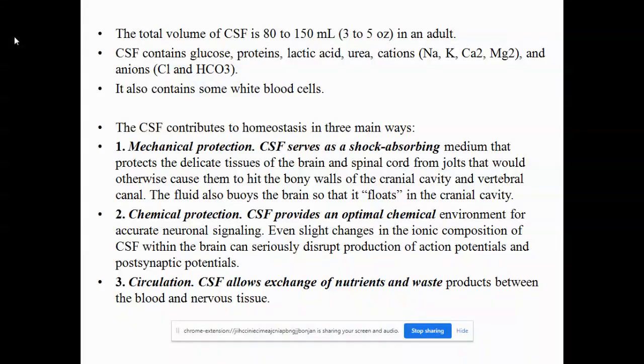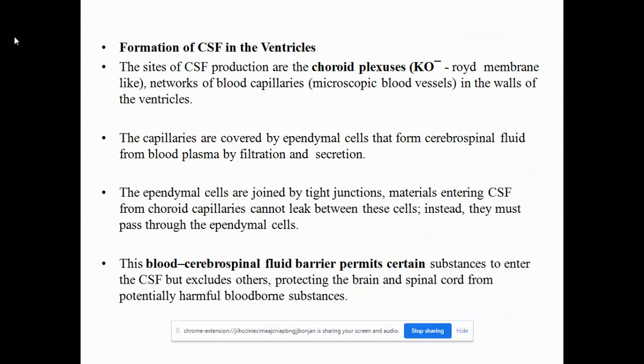So it is very, very important for propagation. The third one is circulation. As I told you, CSF allows the exchange of nutrients and waste products between the blood and the nervous tissue. So transport of nutrients and removal of the waste products.